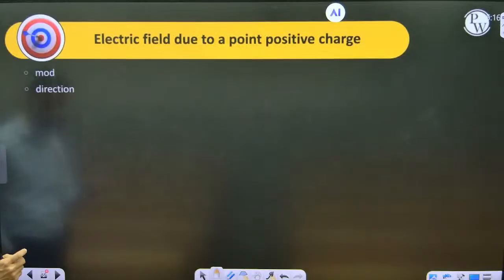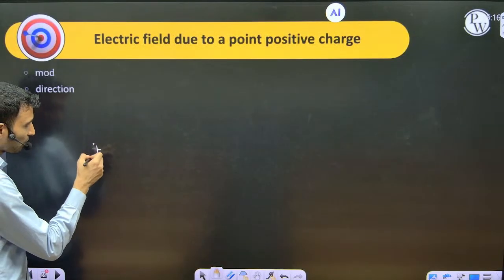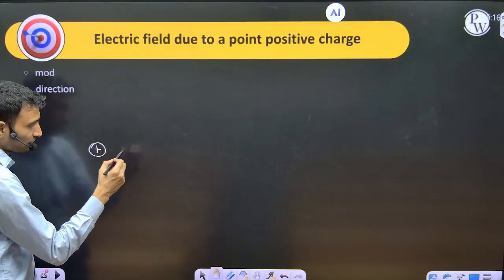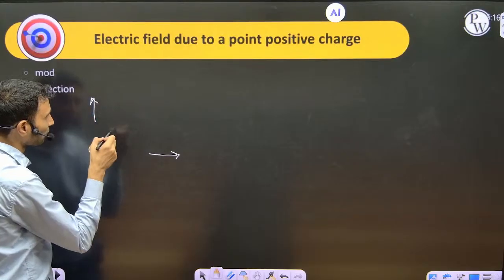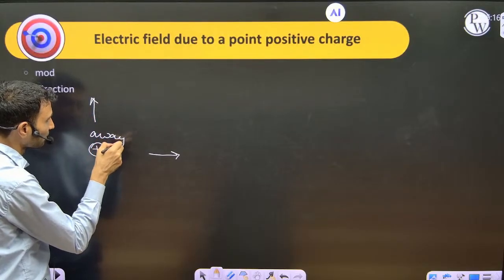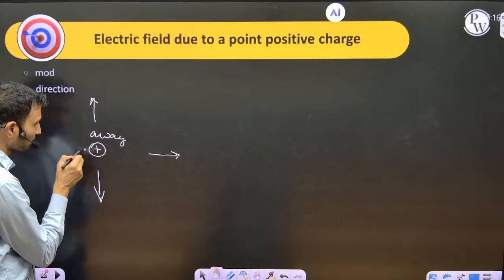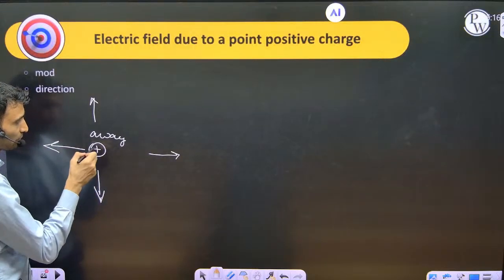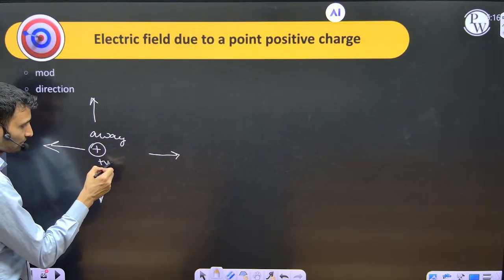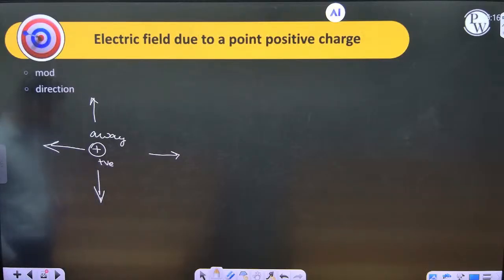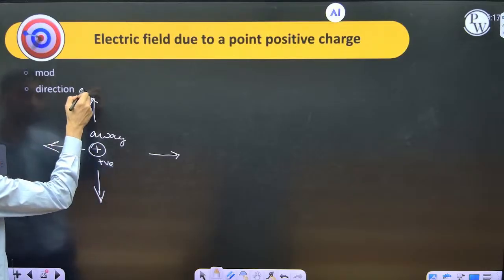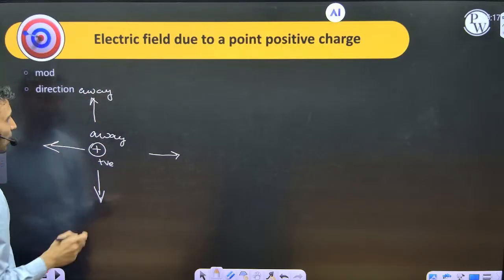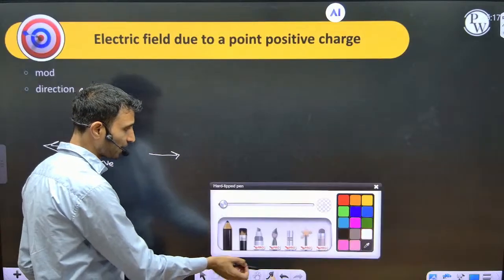Electric field due to a positive charge. So if a charge is positive, the electric field due to it will be away, right? Due to a positive charge, the direction will be away. And magnitude will be how much? Let's find that out.